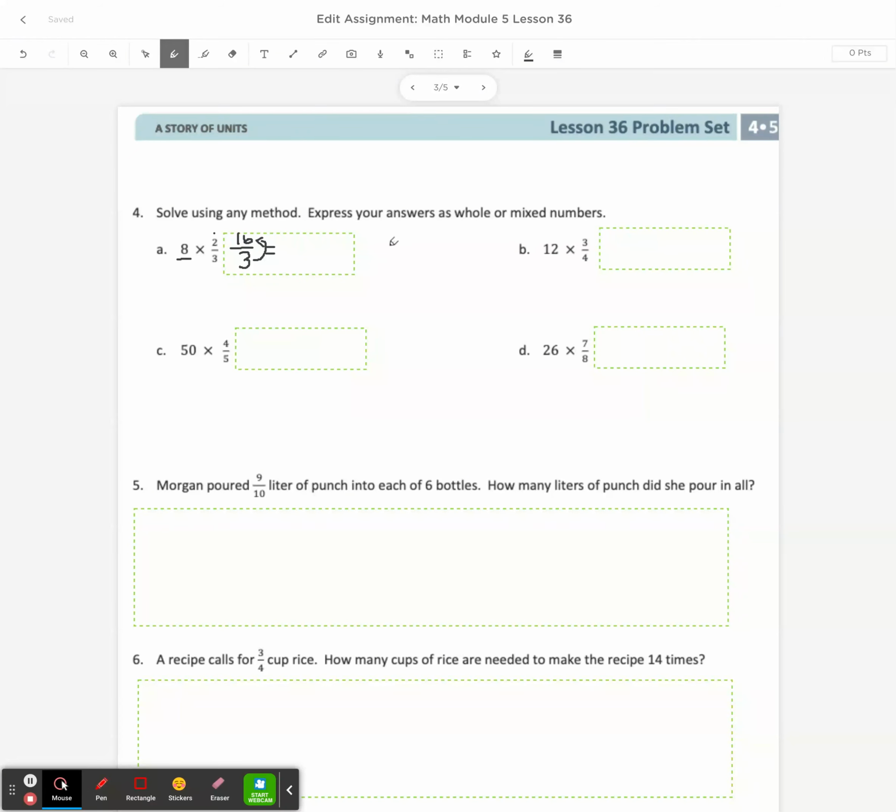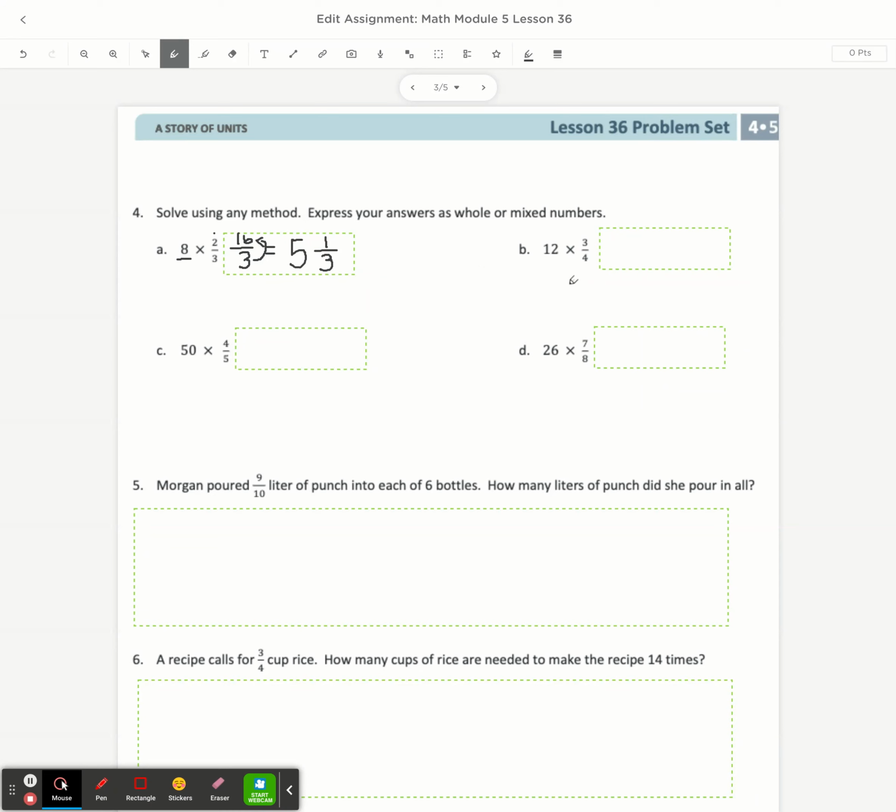So 3, 6, 9, 12, 15, and I'm going to stop right there. I skip counted 5 times, and I ended up at 15. I can't keep going because I'll go past 16. And I have to find the difference between 16 and where we ended up, and that is just 1. So we get our answer of 5 1/3.